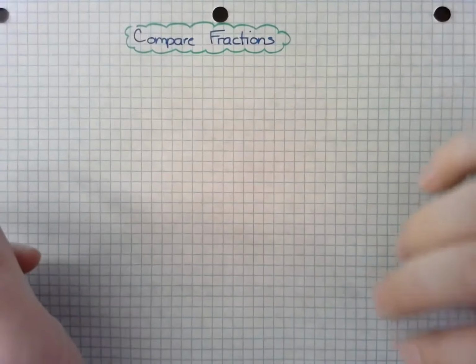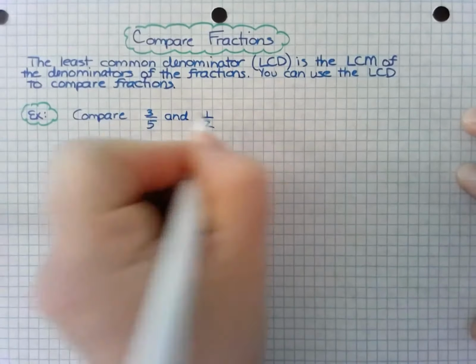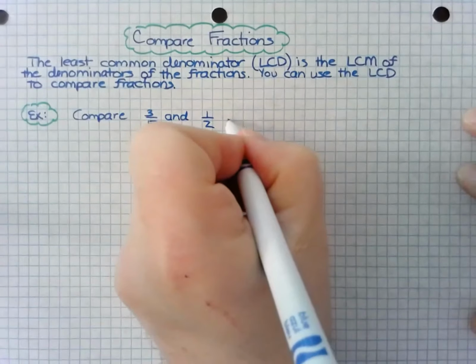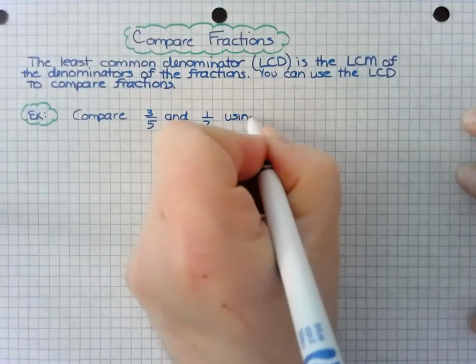Compare 3/5 and 1/2 using the LCD. So our first step is to find the LCM of the denominators.